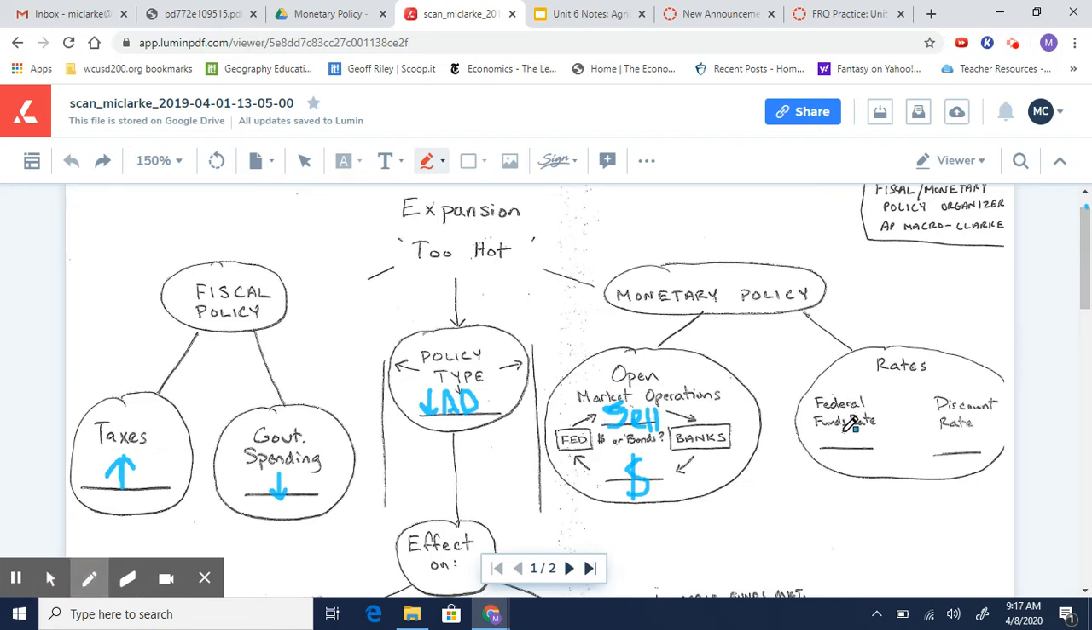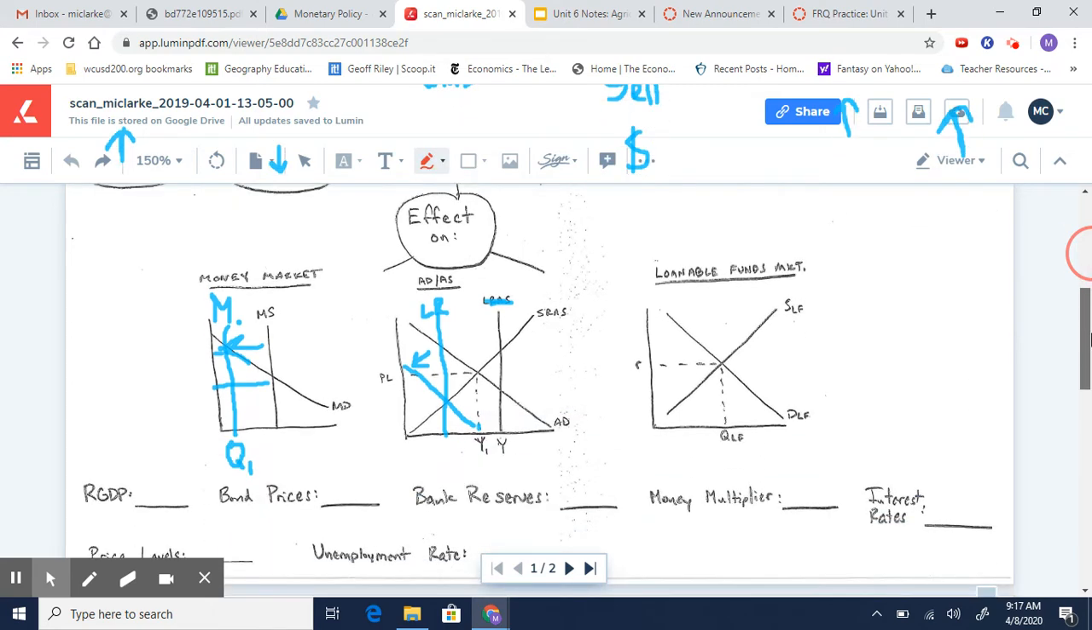Some other tools that they could pursue here, they could increase the federal funds rate and increase the discount rate. Both are intended to make it harder to lend money out, thereby bringing about a fall in prices or deflation. With the loanable funds market, something that you're going to be learning about in today's class, because banks have less money to loan out, the supply of loanable funds is going to shift to the left. And also because of the increase in interest rates and the fall in demand, the demand for loanable funds is going to decrease as well.